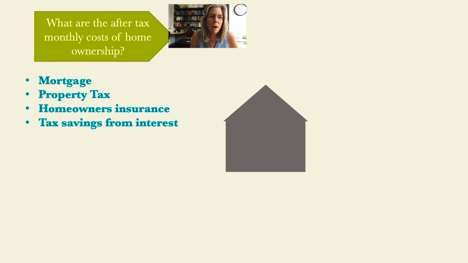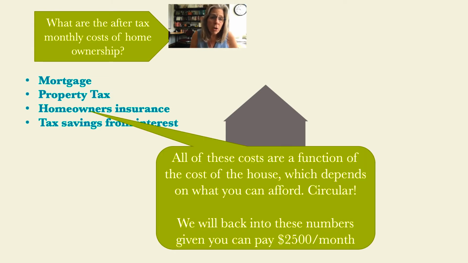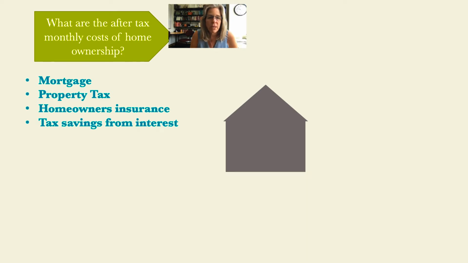But then there's also the tax saving from interest. So the interest you pay on the loan for your mortgage is tax deductible. So that means your taxable income is actually going to be lower, and therefore your taxes are going to be lower. So we want to understand what that is. Now, all of these are a function of the cost of the home, which depends on what you can afford. So it's quite circular. So I'm going to just start with a number, and you can refine this number back and forth to decide what's going to be best for you. And it might be good to do this in an Excel spreadsheet, because then you can fool around with the values. But what I'm going to do is back into these numbers, given that I want to have $2,500 a month calculations.